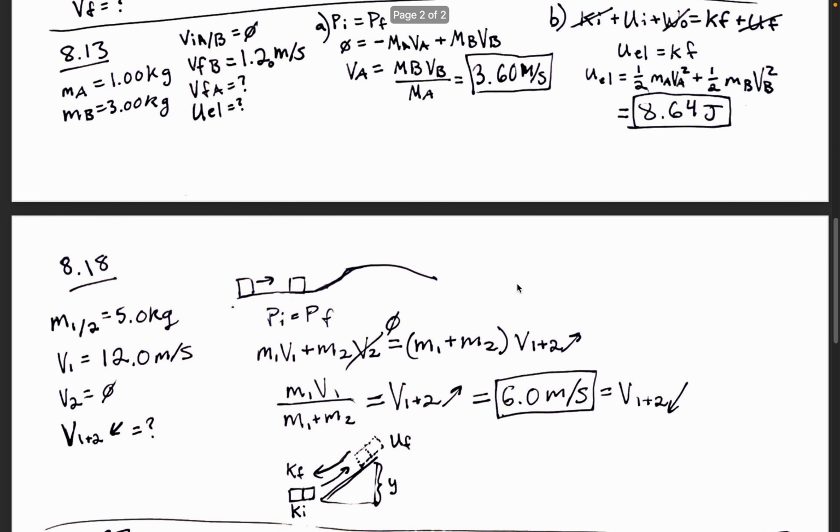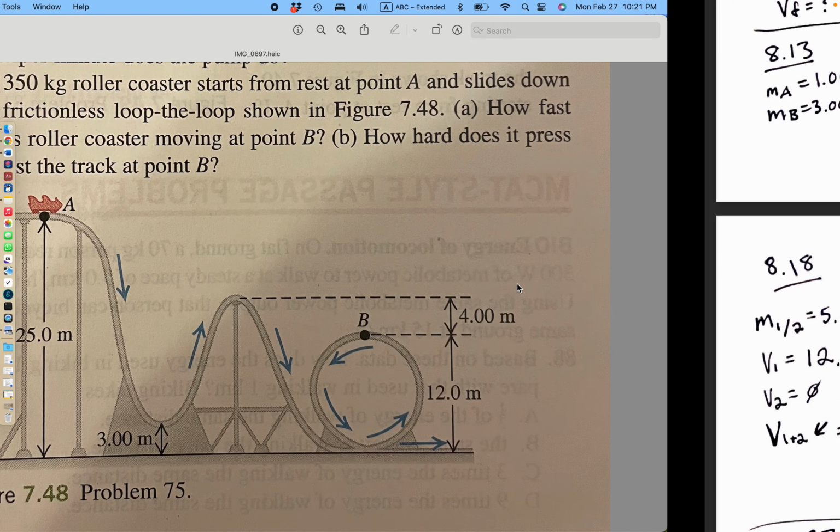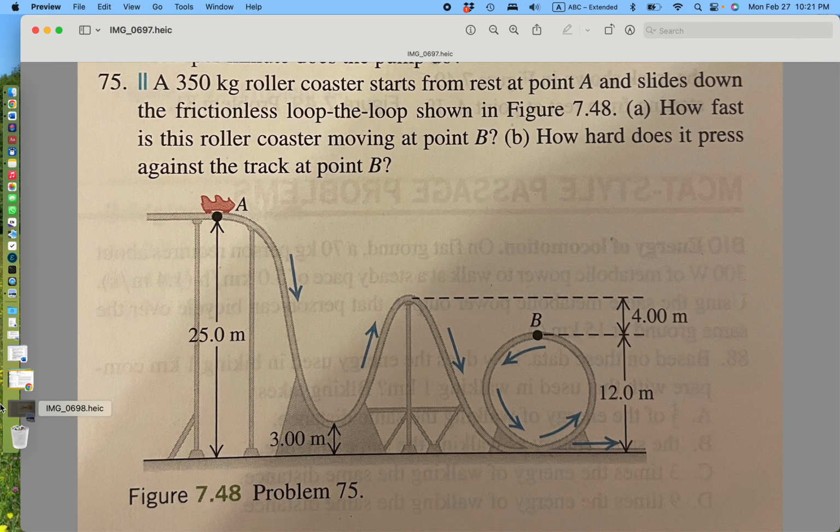Moving on to chapter 8. Please allow me to flip the pages since I am old school and have a physical textbook. So this question, right, this also has a picture that we're going to use.